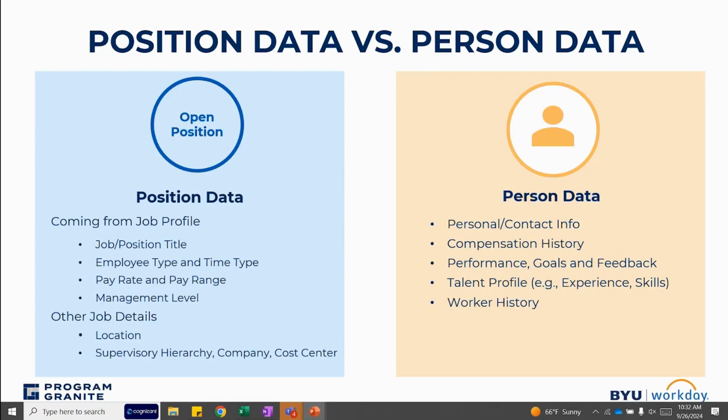Now, me as Harper HR, I have specific position data. So I filled that seat, I filled that position. I have my own person data, right? My personal and contact information, my performance related information, my goals, my talent related information, my history, right? My worker history here at BYU. How have I moved around? My compensation, right? So the position has a comp grade that has a range, but me personally, I have my own comp number, right? That's based on my resume, my years of experience, etc. So position data is really independent from person data.